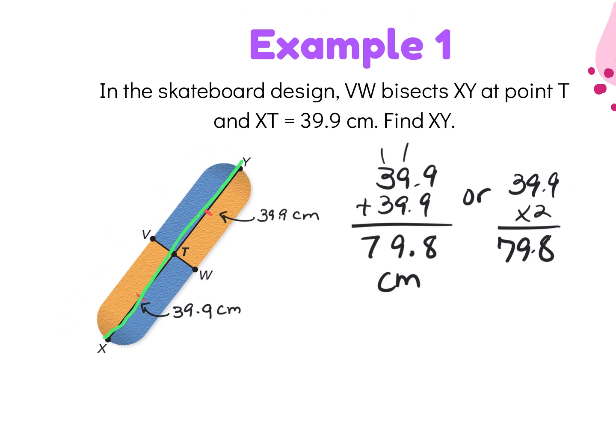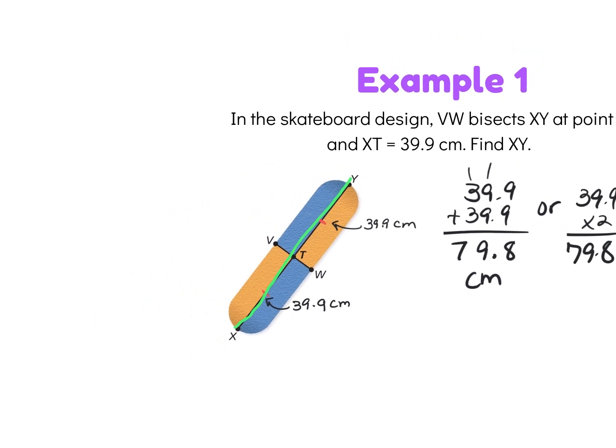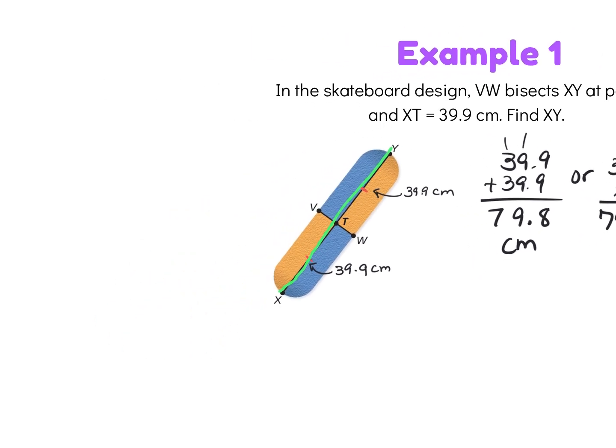So if this were a question on the quiz, all I would be looking for you to do is either double the 39.9 or add it to itself. But let's say this question turned into a word problem, to a proof. So when we write proofs, we're going to have a statement column and a reason column.